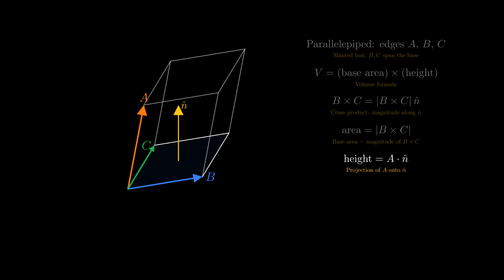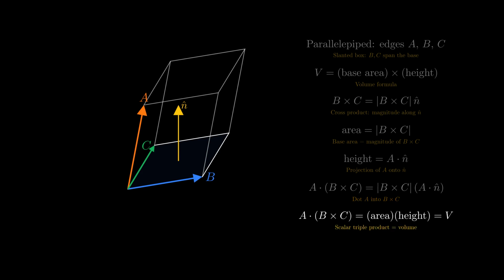The height is the projection of A onto n hat, which is simply the dot product A dot n hat. Now dot the vector A into B cross C. You get the magnitude of B cross C times A dot n hat, which is area times height, exactly the volume. This combination, A dot the quantity B cross C, is called the scalar triple product. The cross product builds the base, and the dot product extracts the height.